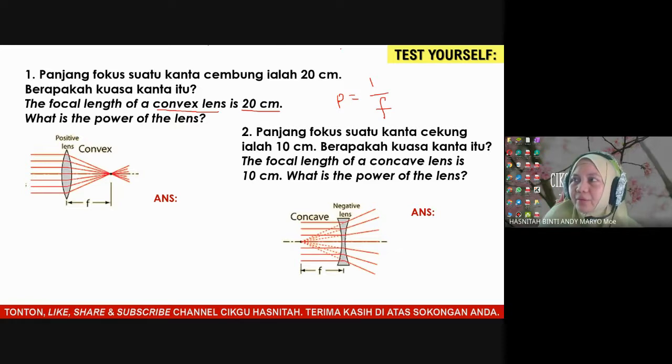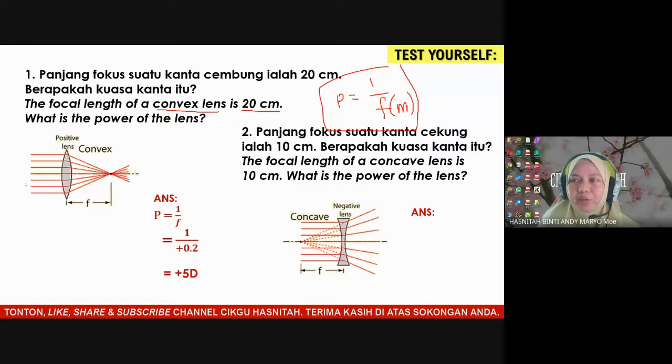This is the formula to find power. It is the reciprocal of the focal length. But you have to remember F must be in units of meters. So how to find the power? It is 1 over positive 0.2 meter, since 20 cm is 0.2 meter. So the power is positive 5 diopter.